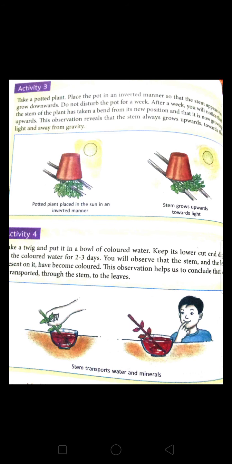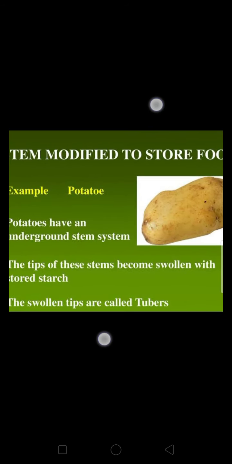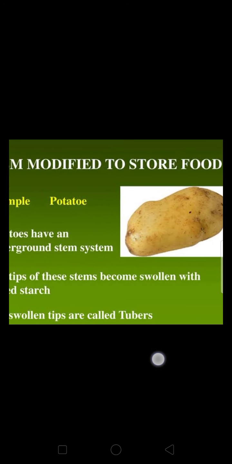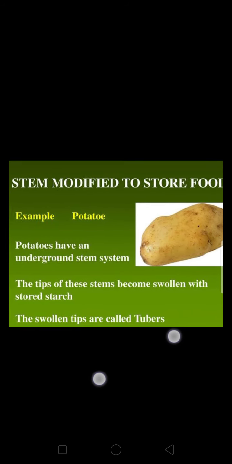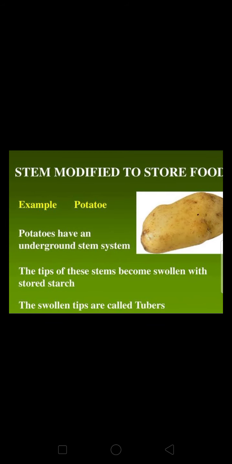There are some other functions of the stem which are the special functions of the stem. In some plants the stem performs a special function. These types of stems are called modified stems, such as potato. The stem is modified to store food. It is an underground stem. Potato is an underground stem and it stores food. We eat the food of potato. So this is the special function of the stem. This is a modified stem.